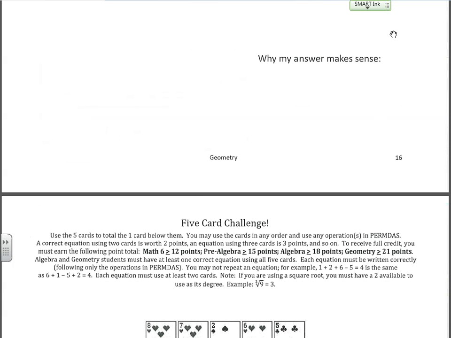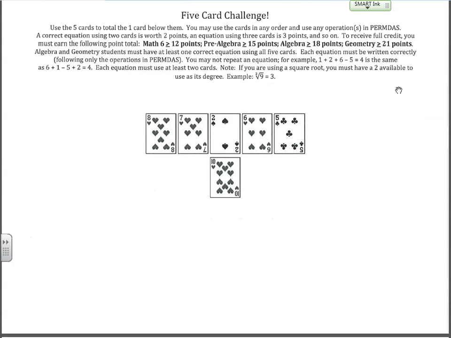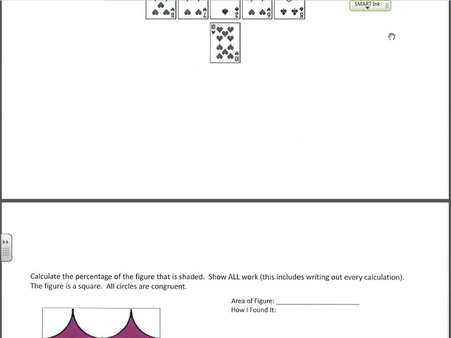5-card challenge, we don't need to discuss, A, because it's in every single packet, and B, because we talked about it already in algebra.